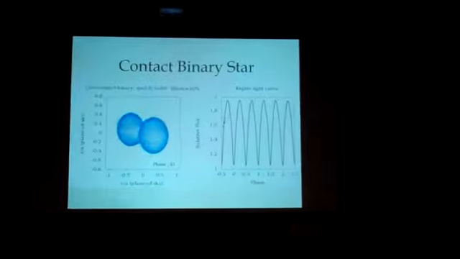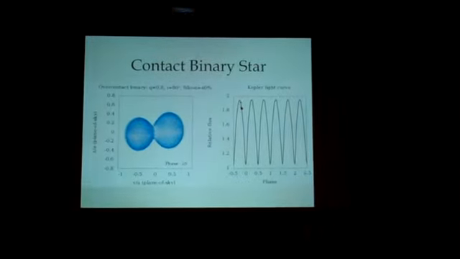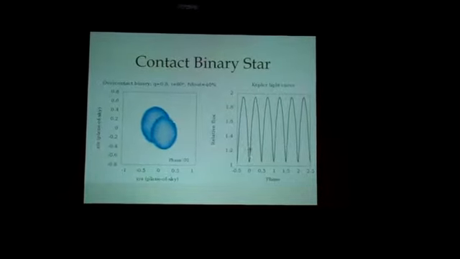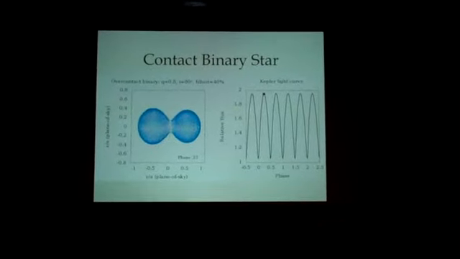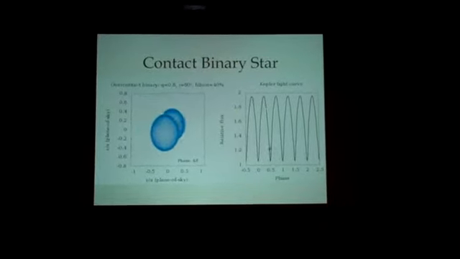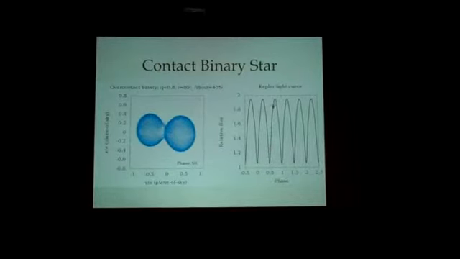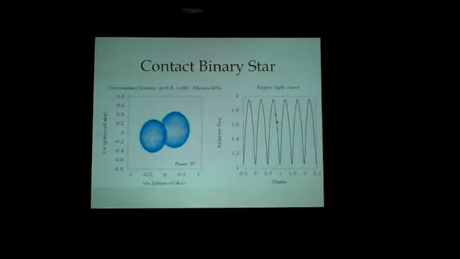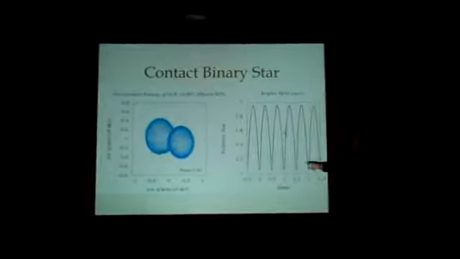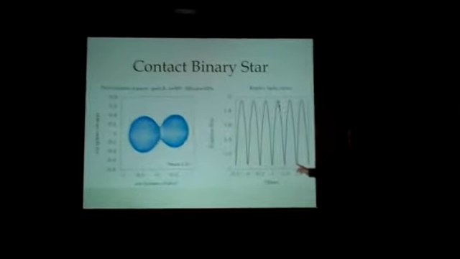This is a system called a contact binary. And you can see the two stars are actually touching each other. These two stars have a very short orbital period, and they're actually touching each other and sharing material between their atmospheres. And once you get really tuned into light curves, you can see that each of these dips is roughly the same.